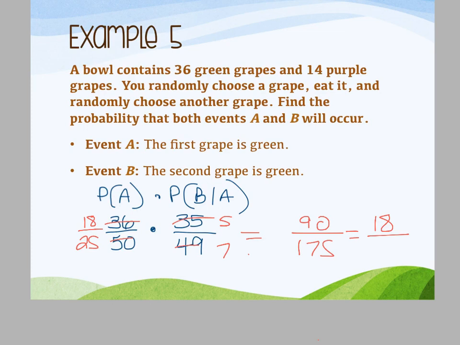18. Oh, yeah, you can cross cancel that way too. Yeah, 5. And that should be 35 here. Yeah. That's a 3.